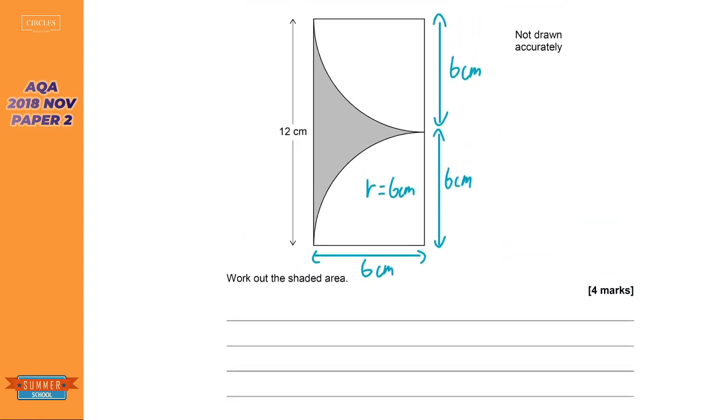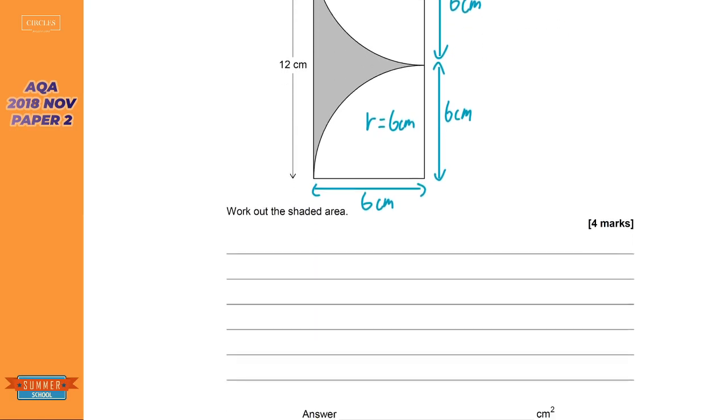Okay, let's go through the steps. So we're going to first of all work out the total area, the area of the rectangle. So I'm going to just show the examiner, that's what we're after. So rectangle, I'm just going to say, look, we're talking about the rectangle here, and we'll do the area, which will be 12 times 6, which is 72. Simple as that.